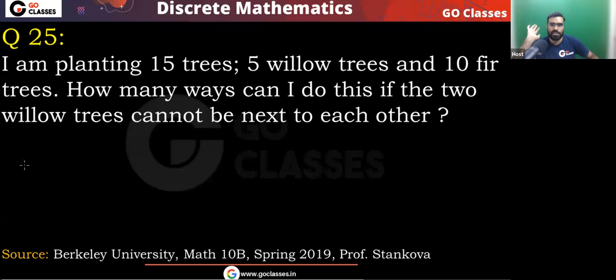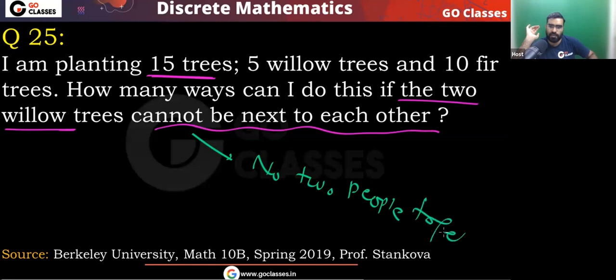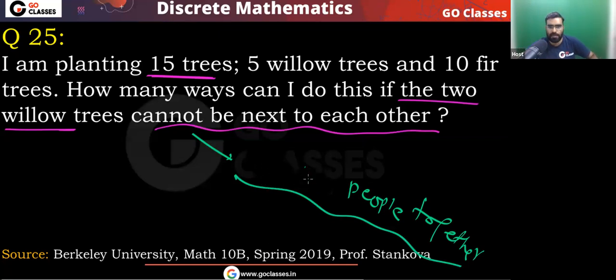Okay. Let's see this question. Tell me the answer. Question number 25. I am planting 15 trees, 5 willow trees and 10 fir trees. How many ways can I do it if no 2 willow trees are next to each other? No 2 people together. Have we seen this template? Yes, we have seen this template. No 2 people never together, few people never together.